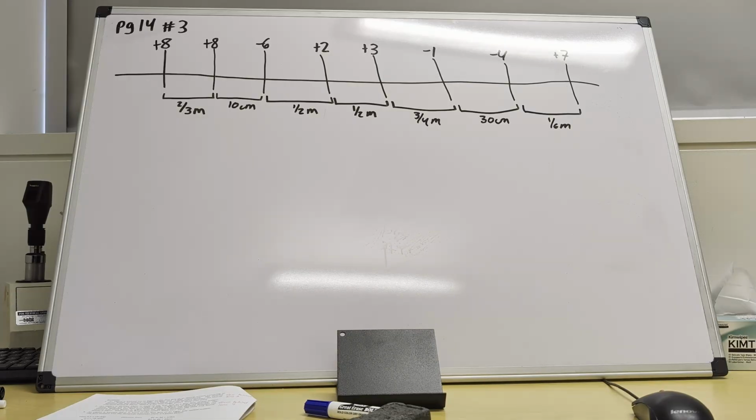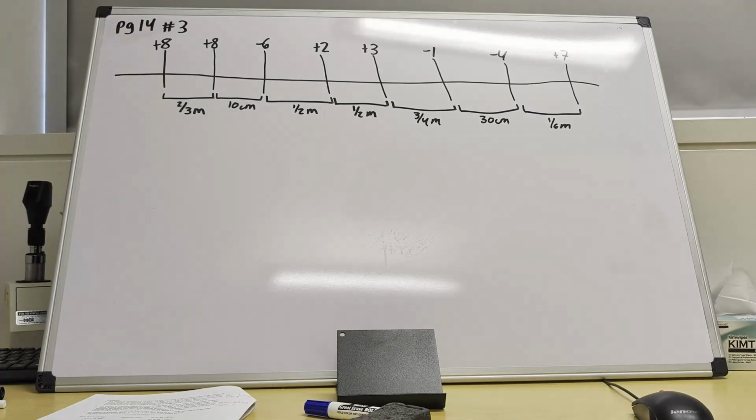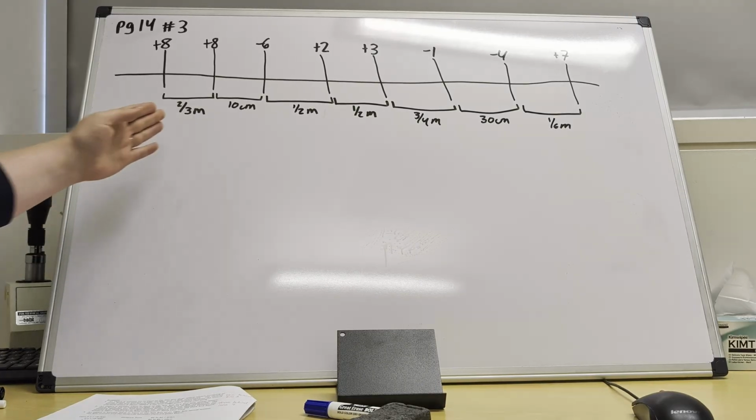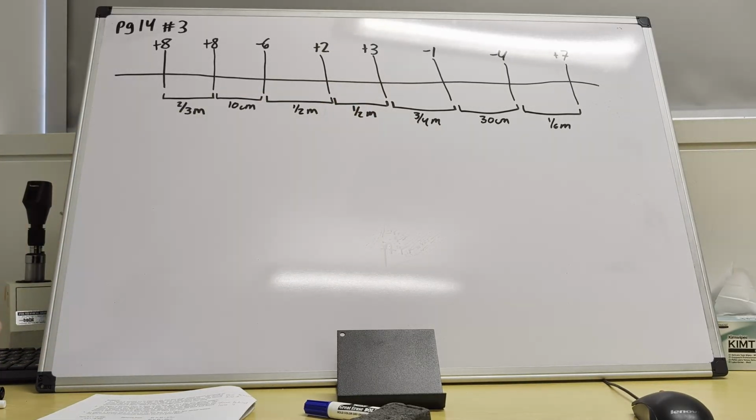So this problem is a little bit intimidating to students studying optics because it is so long and in depth. So this is going to be a full run through of this problem. It is an 8 lens system with the first lens being +8, second lens +8, third lens is -6, and then fourth lens +2, +3, -1, -4, +7. And then the problem also lays out the distances between every single lens given explicitly to you.